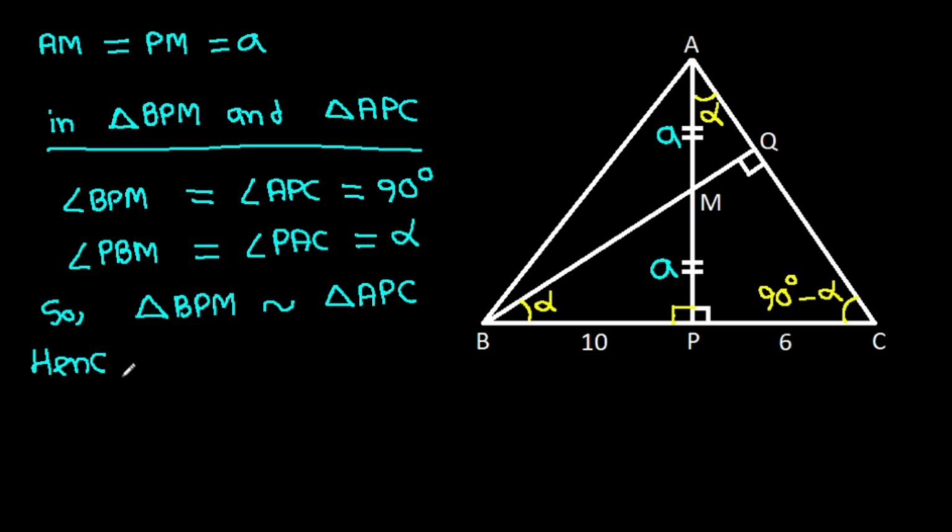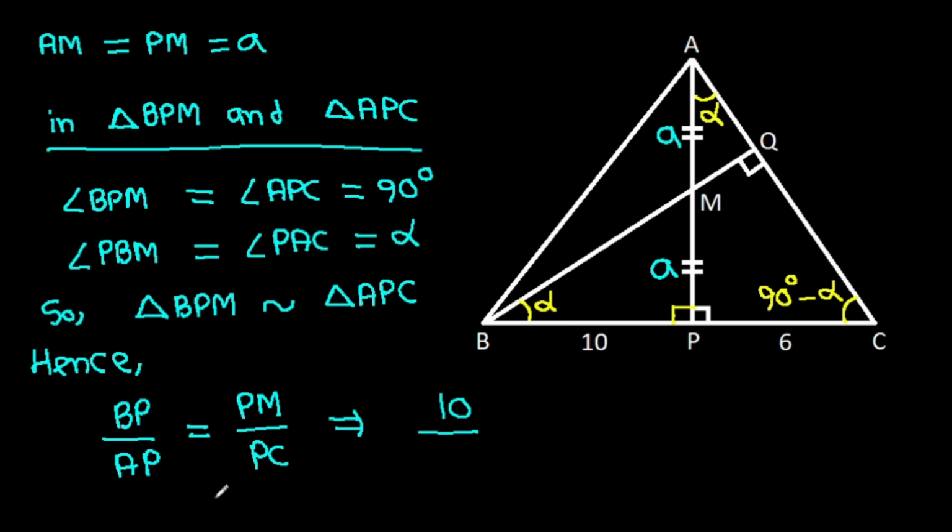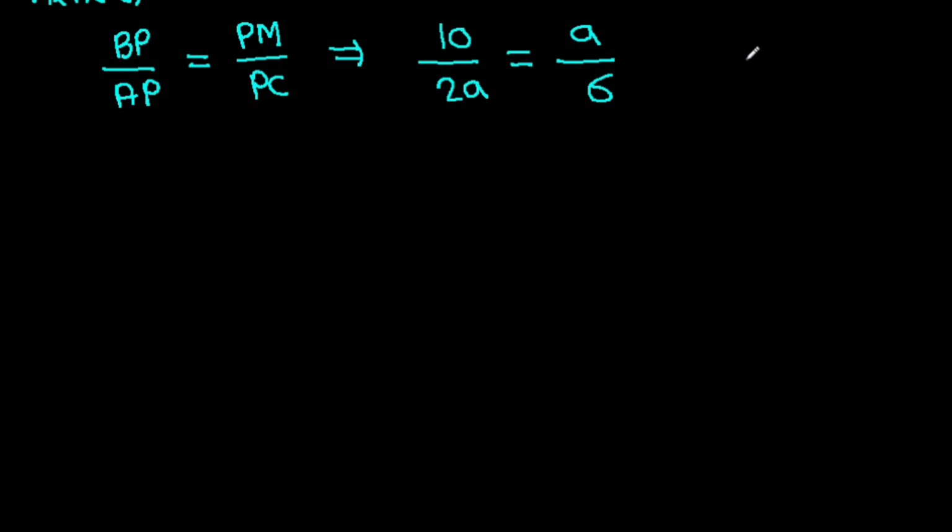Hence BP over AP will be PM over PC, and BP is 10, AP is a plus a, that will be 2a, and PM is a, PC is 6, and 2 times 5 is 10.